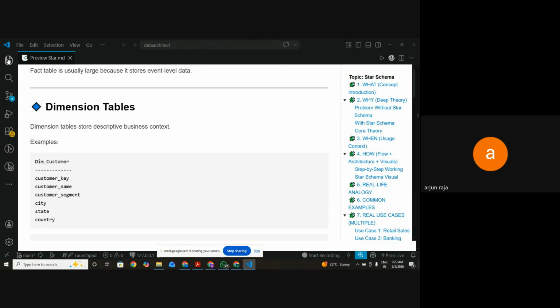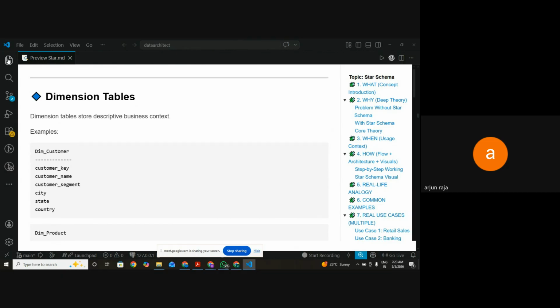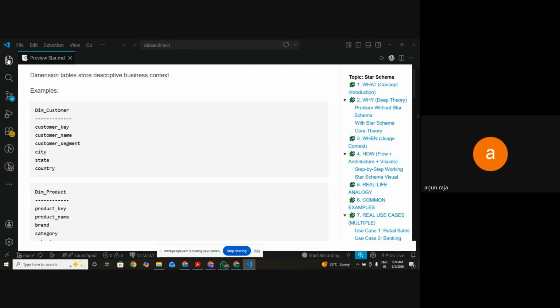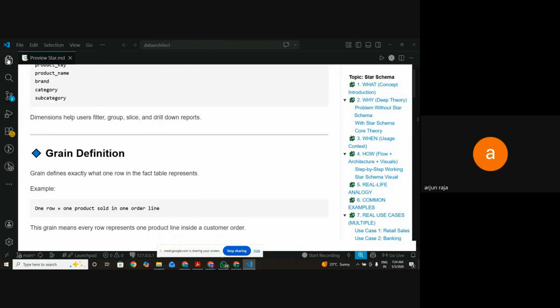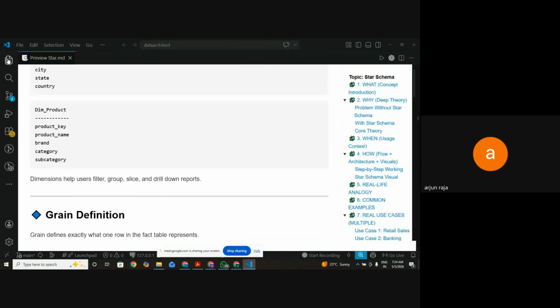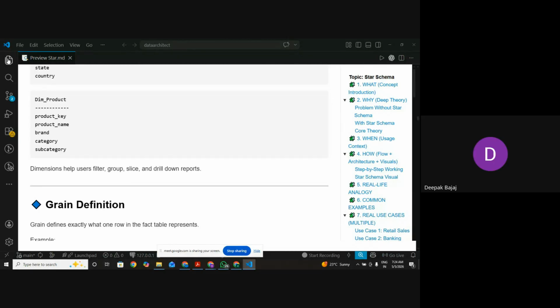Dimensions. Dimension tables store descriptive business context. Like dimension customer will have customer related information: customer key, customer name, customer segment. Then product key, product name, brand. In Snowflake, we further divide that category, product, into separate dimension tables, sub-dimensions.